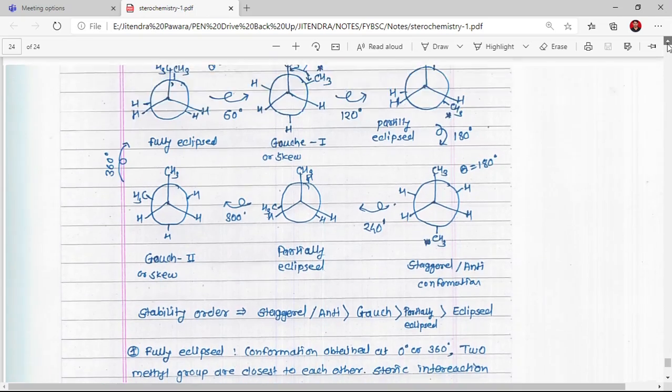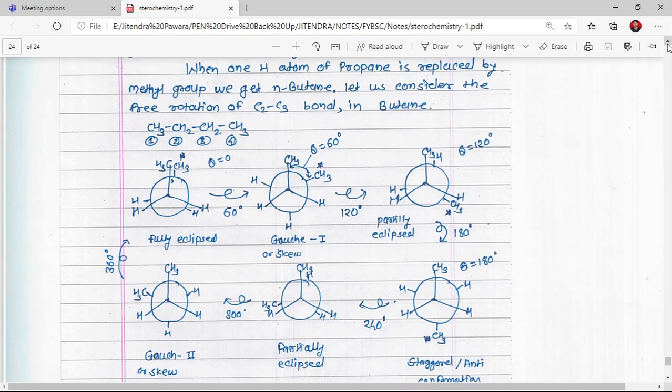Conformational analysis of butane. When you replace one hydrogen atom of propane by a methyl group, we get butane. Now let's consider the free rotation of the C2-C3 bond in butane.